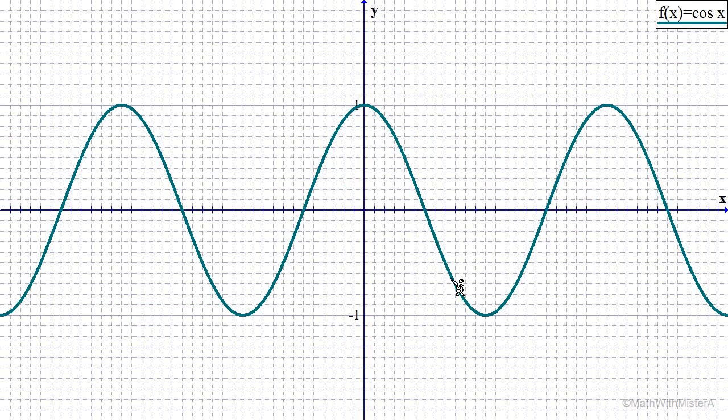Here's a computer-generated graph of cosine. We can see this waveform, and we can see the period here. It's 2 pi. Starting at 0, 1, we go down to negative 1, and then back up to positive 1, and that covers 90, 180, 270, 360 degrees.